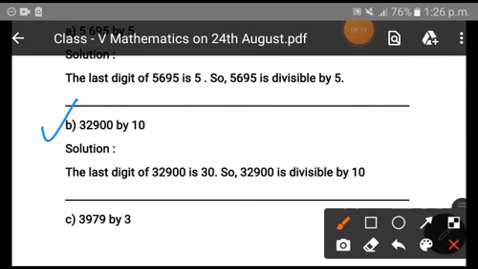Next, part B, 32900 by 10. Obviously this is divisible by 10 because we have learned that the condition for the divisibility by 10 is that the units place has to be 0. The unit digit has to be 0. So we can clearly see the units digit is 0. That is why the entire number is also divisible by 10.